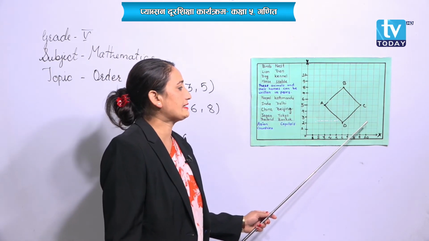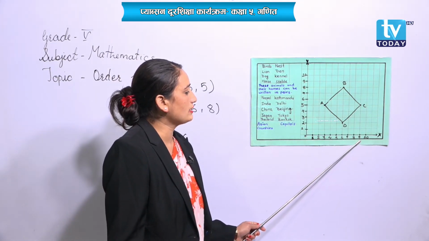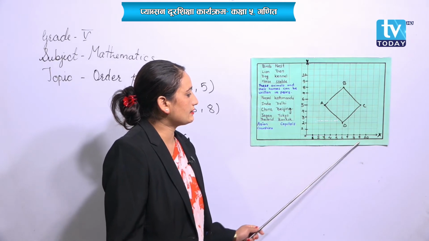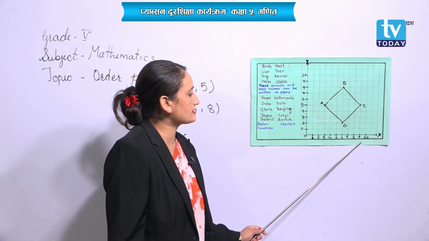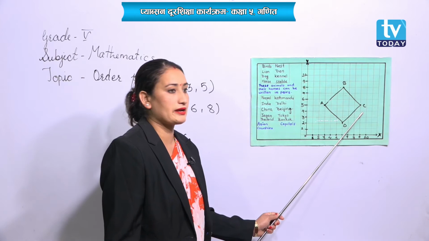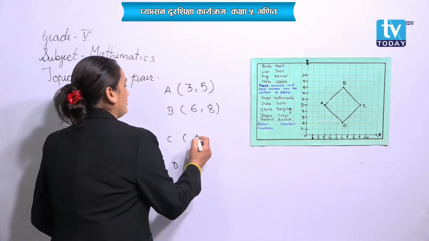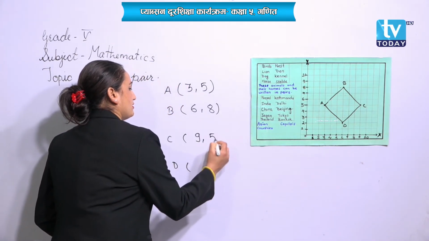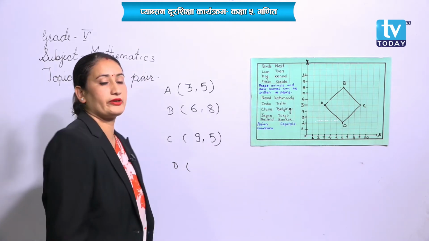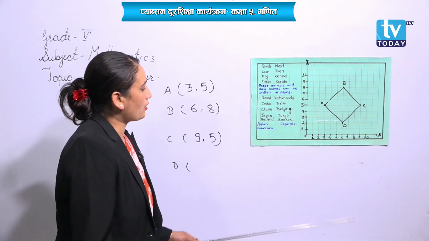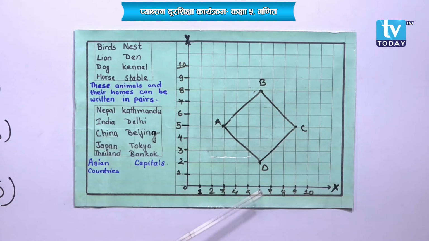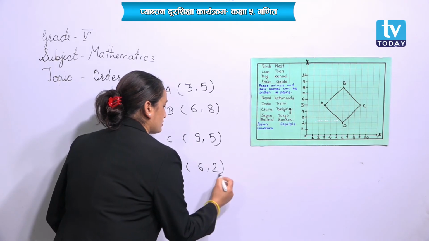C is here. See here, have a look. Moving towards the x-axis, it's 9. And going upside, 5. So 9, 5. Done? Very good. Now, it's time for the point D. That is 6, 2. So, have a look and write 6, 2.